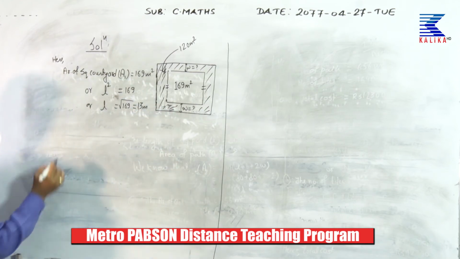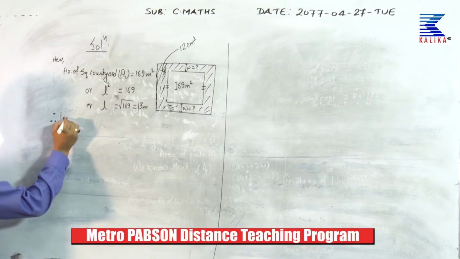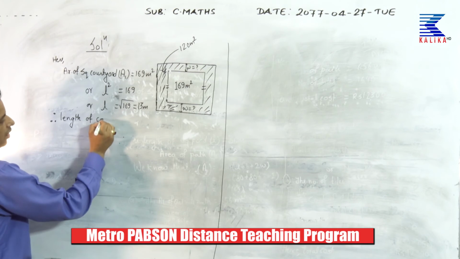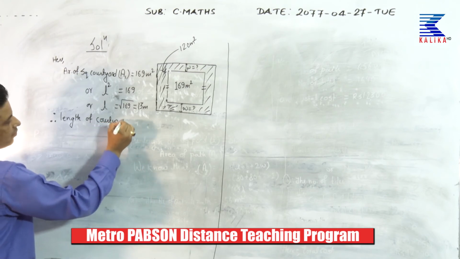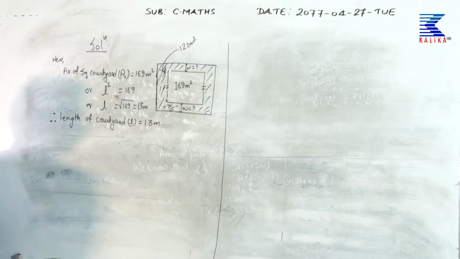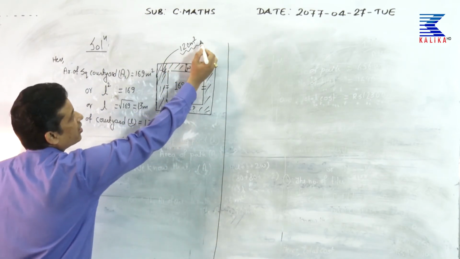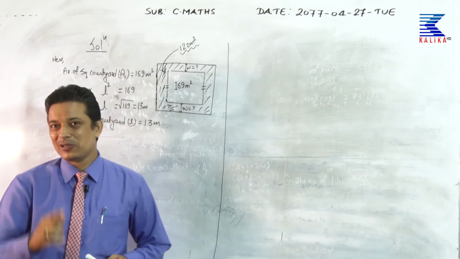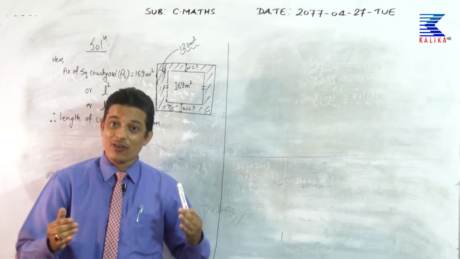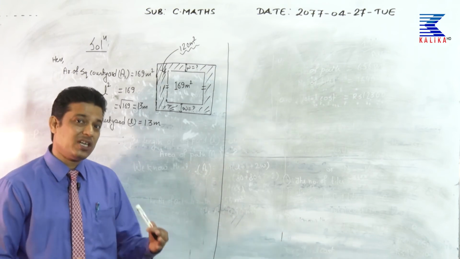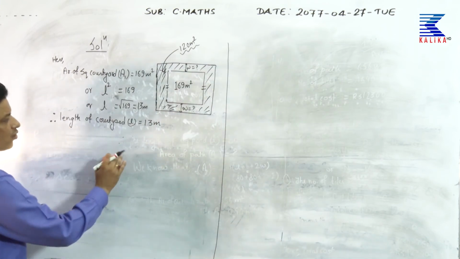So, what is L, dear student? Therefore, length of that square courtyard L is equal to 13 meter. Now, what is given? Look, what is this 120, dear student? This question can be done by two methods. If possible, I will do both methods. If not, I will follow one method and I will give you a hint at the end for the solution of the same question differently. Length of courtyard is 13 meter.